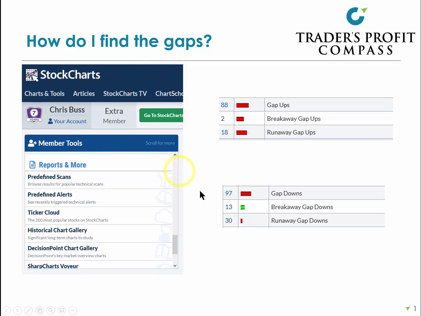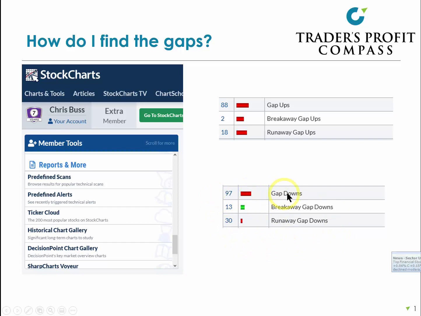How do I find the gaps? Well, if you're in StockCharts, if you go to the member tools section, they have some predefined scans. If you hit that tab, you'll get a whole array of all the predefined scans that they have for people, and they have several for bullish gaps, and then they have a section for bearish gaps.